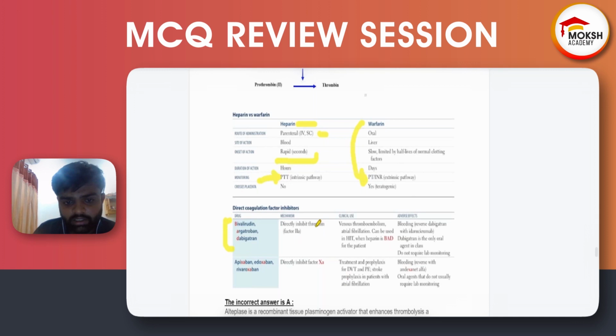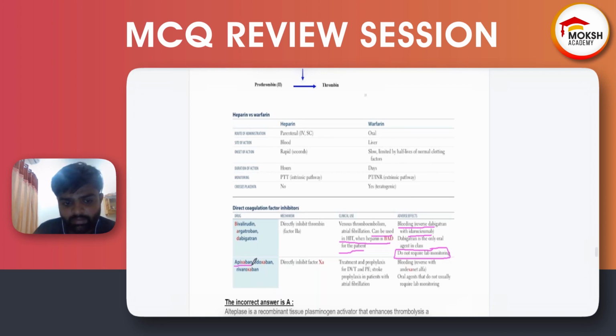Drugs that inhibit thrombin, or factor 2, are dabigatran and argatroban. This inhibits factor 2, and it's usually used for venous thromboembolism and atrial fibrillation. Okay, you can see it can be used in HIT, heparin-induced thrombocytopenia. Bleeding is reversed via idarucizumab. Okay, but remember, this does not require any lab monitoring.